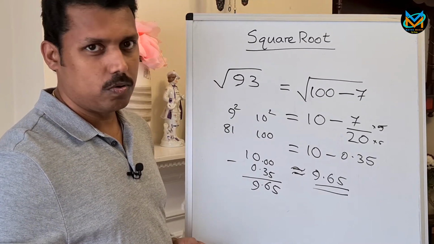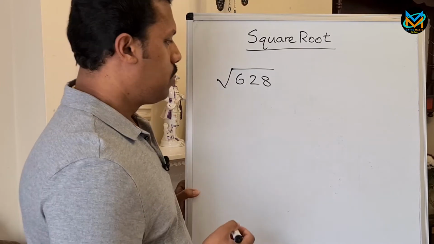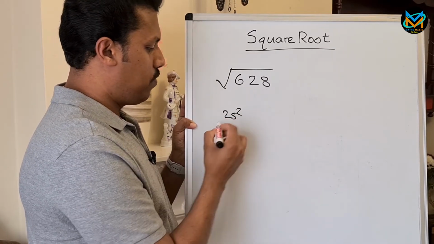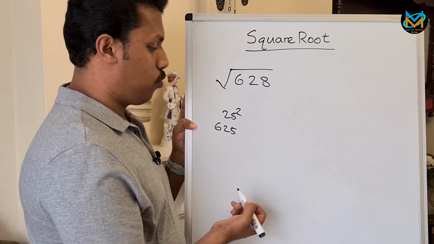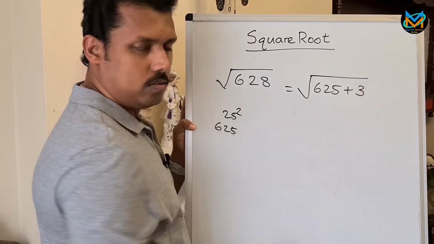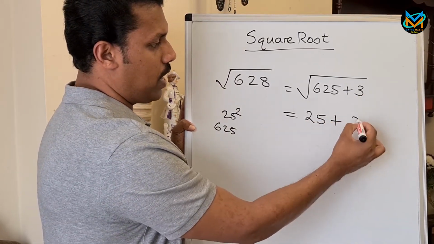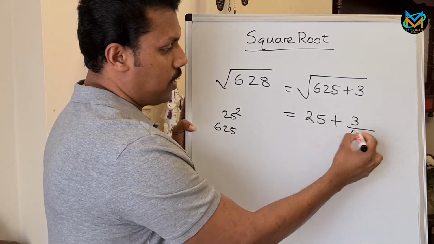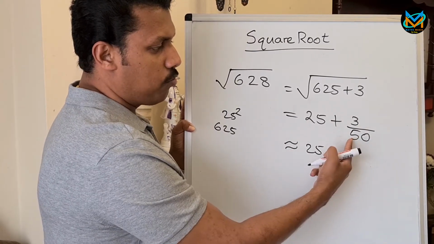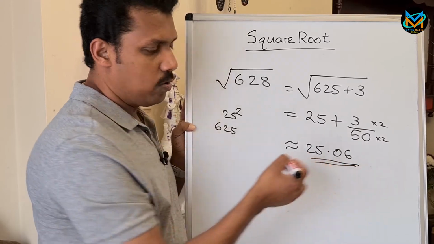That's how you find the square root of numbers. Let me show you a 3-digit number, then I will wind it up. 628. We know which perfect square it is closest to: 25 squared is 625. So we can write 628 as 625 plus 3. The answer is 25 plus 3 divided by double of 25, which is 50. You know how to do this quickly: multiply by 2 to get 100, so you move 2 decimal places. That is 6, so 0.06. That will be your answer.